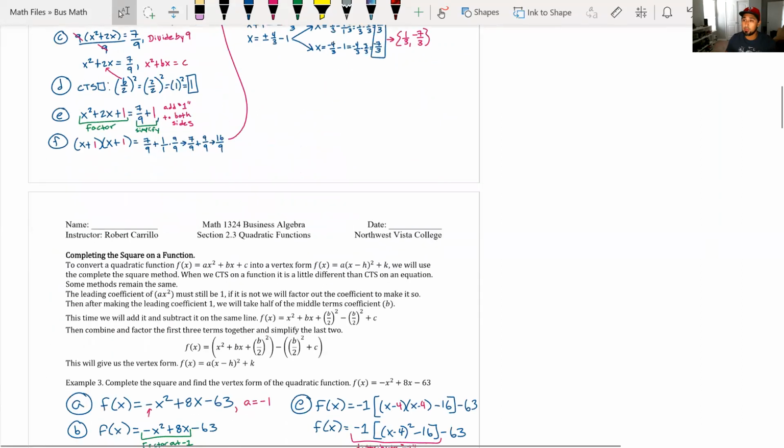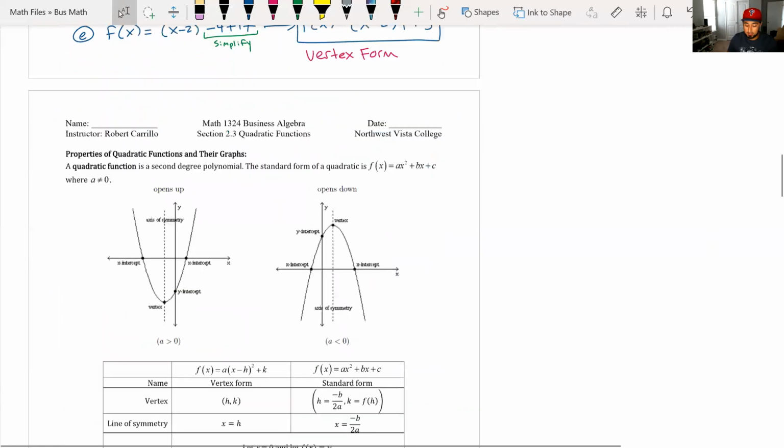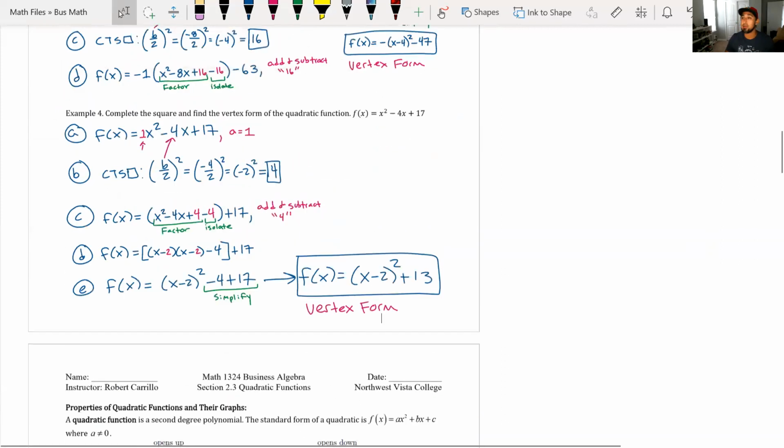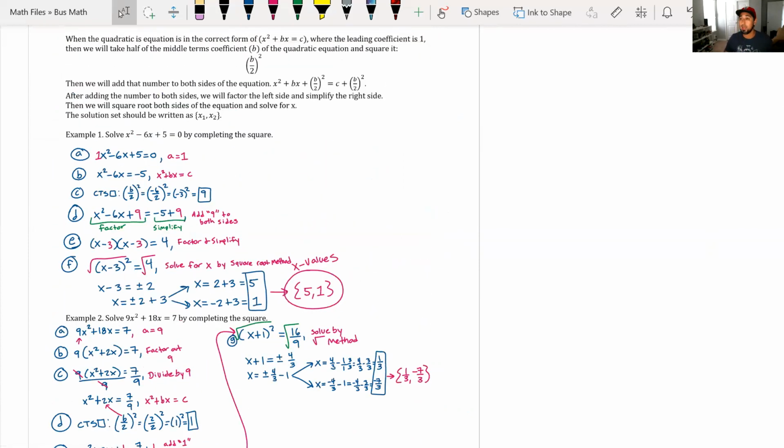So these are on your 2.3 notes. I'm stopping here for now. And we will get into graphing quadratic functions on the next video. For now, we knock out completing the square just to get it out of the way. And that's it.